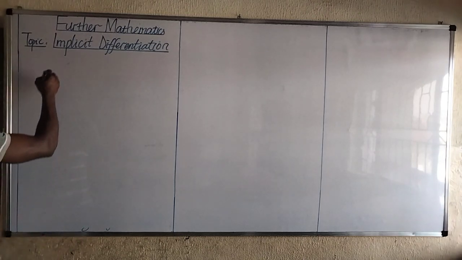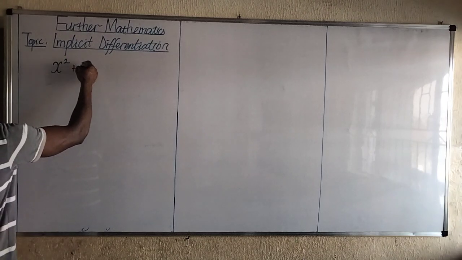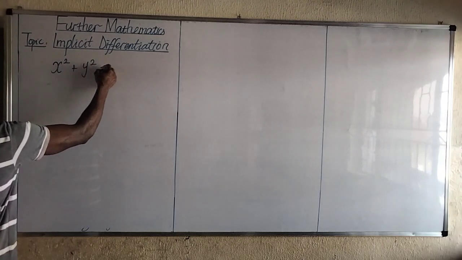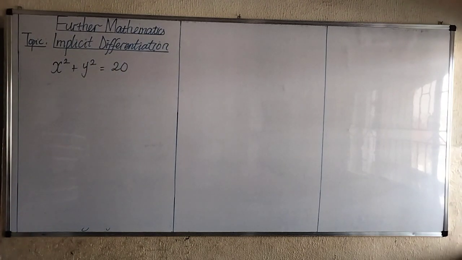Let's have an expression like this: x squared plus, let's say, y squared all equal to 20. For instance, we have an expression like this and we want to differentiate it. The principle behind this is that the terms in y, when differentiated, you should add the dy over dx to it. It goes thus.